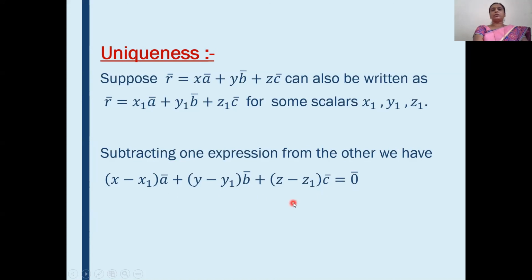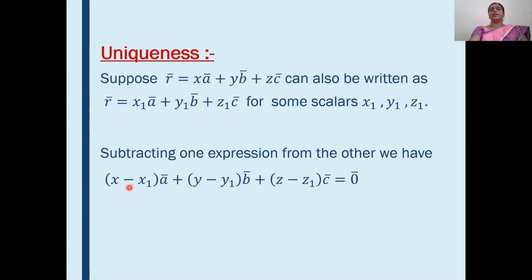What does this equation show? From our theorem 3, if A bar, B bar, C bar are coplanar vectors, then they can be expressed as a linear combination of each other. If they are coplanar, then such a linear combination exists. But this is a contradiction because in the statement of the theorem, it is given that A bar, B bar, C bar are non-coplanar vectors, which means our supposition is wrong. What is our supposition? That there exist other scalars x1, y1, z1 satisfying this linear combination.